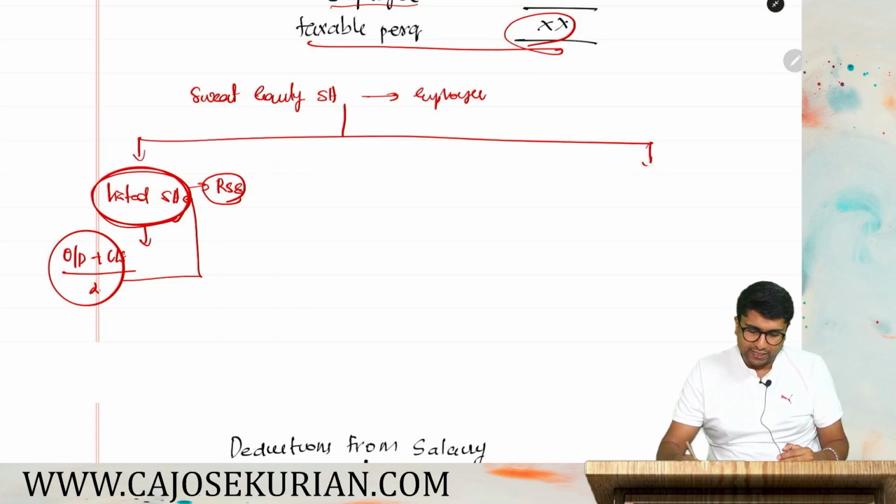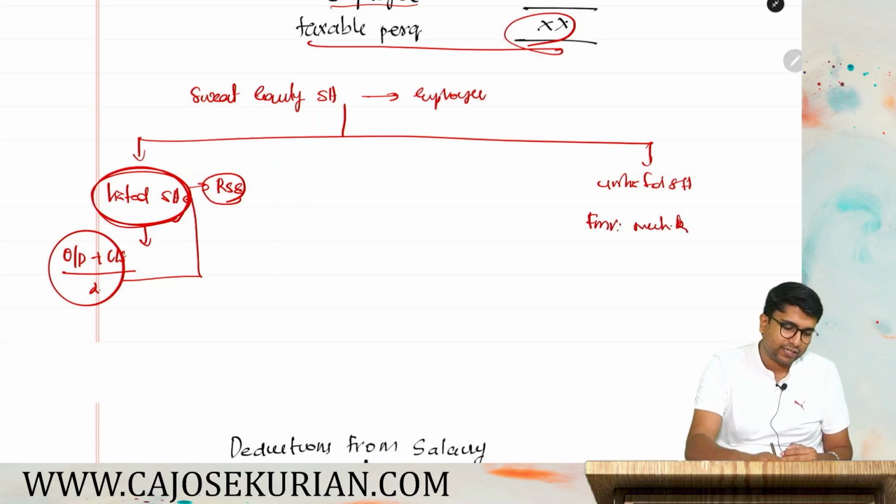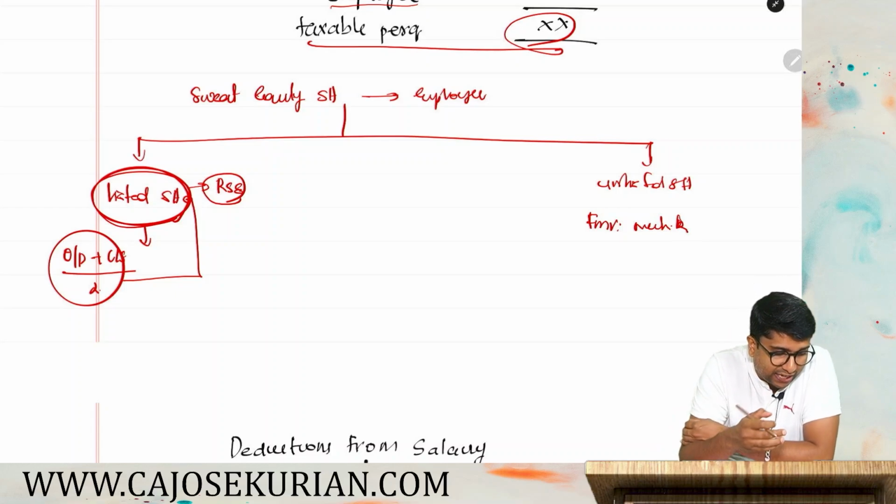And what if it is an unlisted share? In the case of an unlisted share, the value has to be determined on the basis of fair market value, which is reported by a merchant banker. Whatever the fair market value which is reported by a merchant banker has to be considered as the value of that respective share if it is an unlisted share. I hope that point is clear for you.